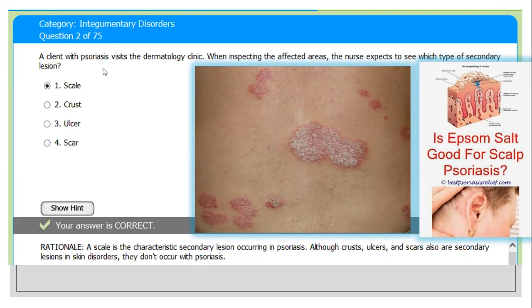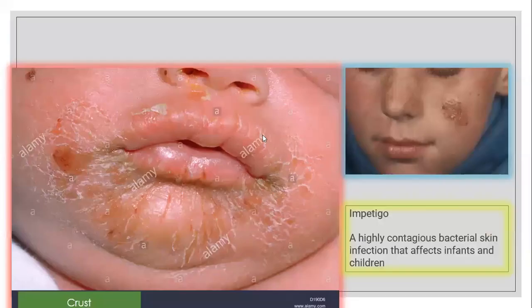The NCLEX board asks a question: when can you see the crust? The crust we can see in impetigo. So this is the crust, okay? And this is the crust. Crust is common in impetigo.